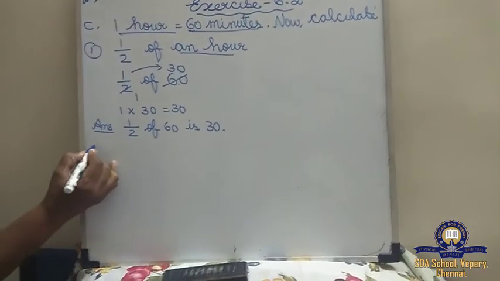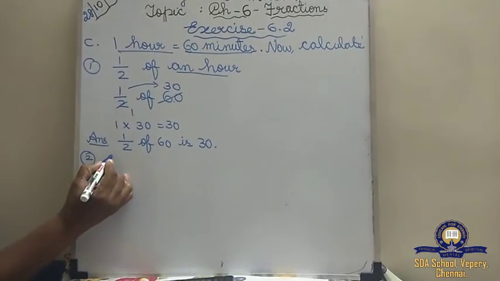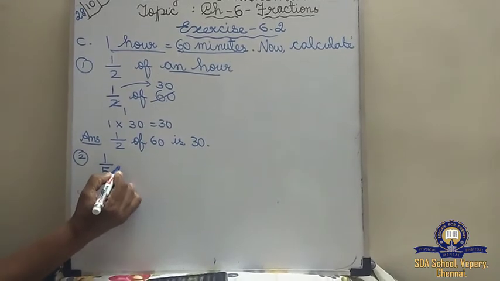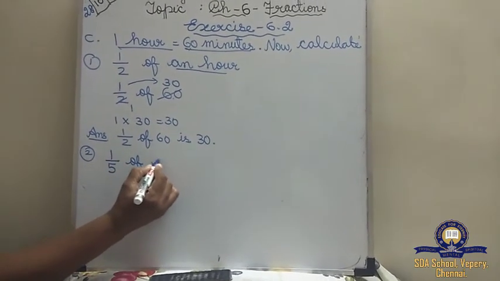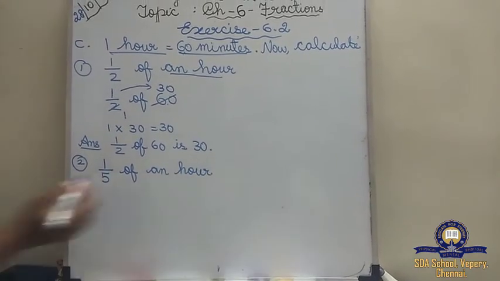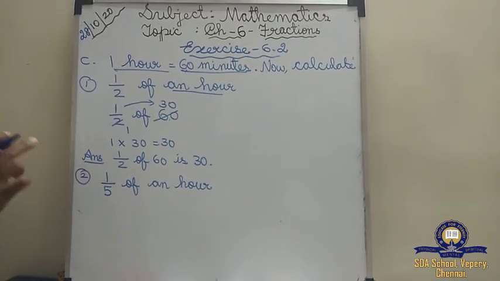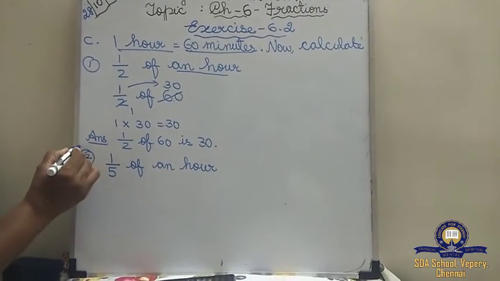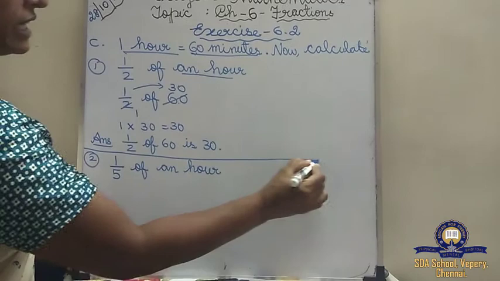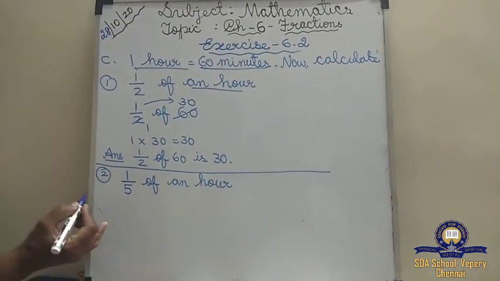And then we'll see the second sum. Second sum, 1 by 5 of an hour. See, children, in between each sum, you have to draw a line with the pencil. You have to draw the line with the scale. Understood, children? Use a pencil and draw lines so that it will be very neat. Then leave a line and write.